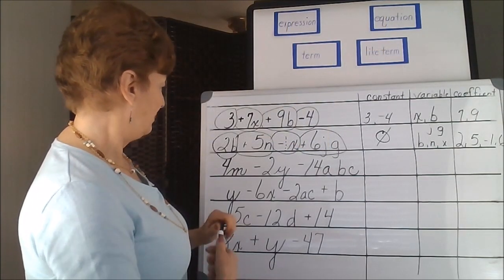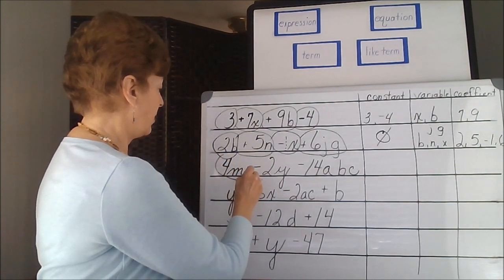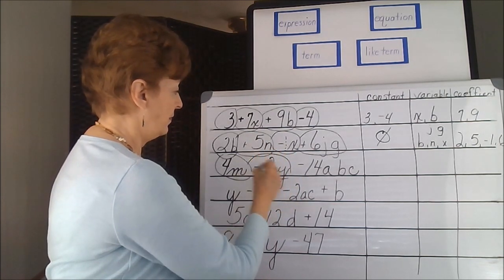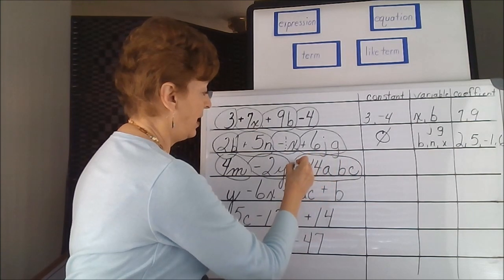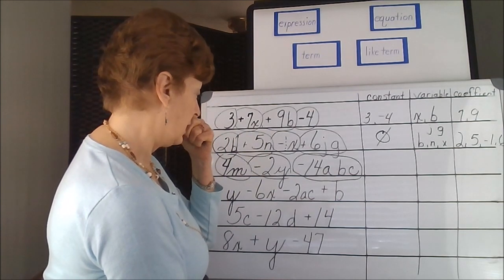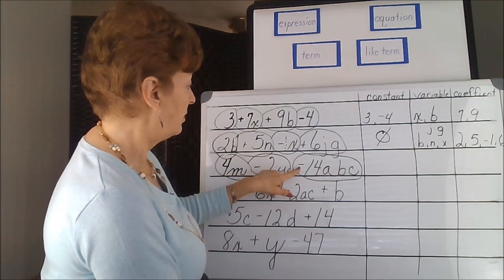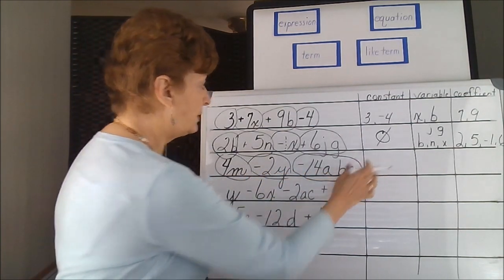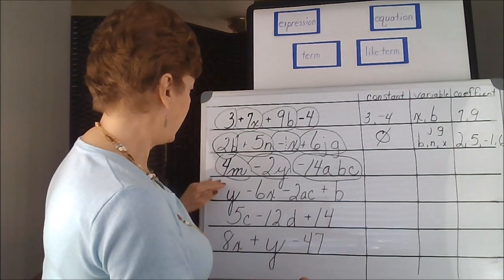Our terms, we have 4m, -2y, -14abc. There are no positive or negative signs between those letters, so our term is quite long here: -14, A, B, and C. Our constants, those are just single numbers that are not attached to any letters.